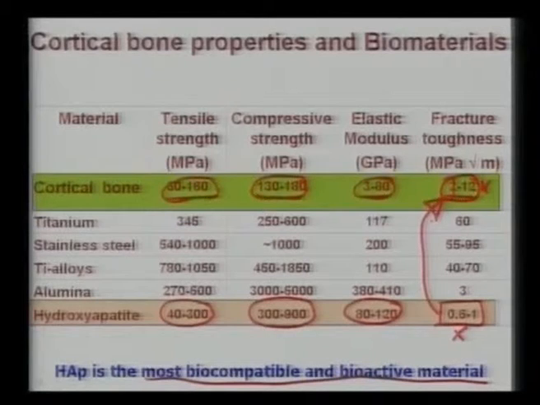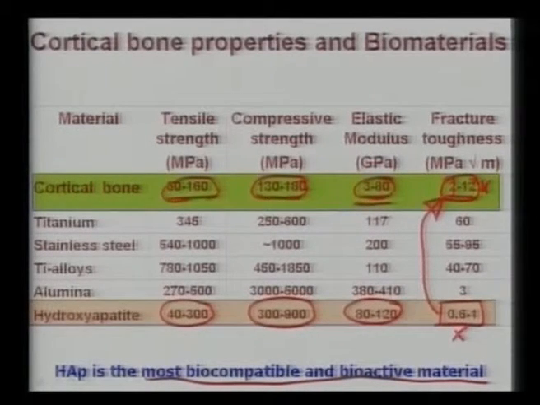The second point, so first point, as you can note down, is that fracture toughness is important and fracture toughness needs to be improved for this hydroxyapatite in order to meet the lower bound of the cortical bone property. The second point is the elastic modulus. Now this elastic modulus also needs to be tuned for all the synthetic material. This needs to be tuned between this level 3 to 80 gigapascal.